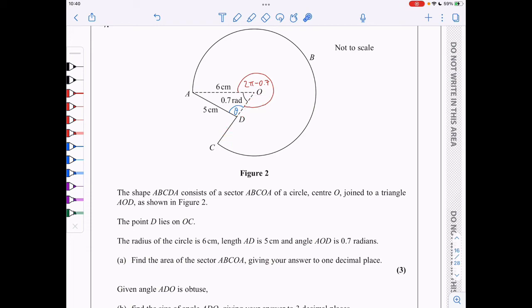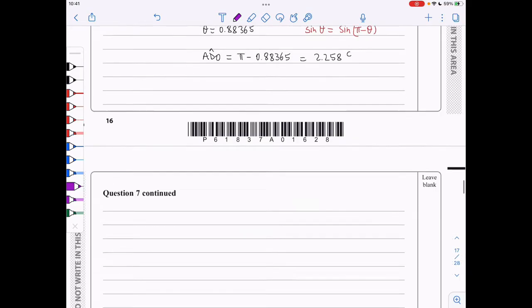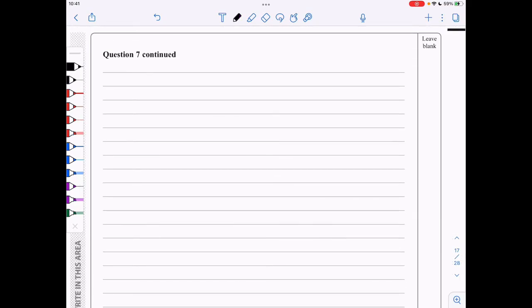So I will start off by saying that this angle here, OAD, is simply pi minus the 0.7 and the answer we just found, the 2.258, which gives an answer of 0.18365. So I could use the sine rule to find OD. So sine of 0.7 over 5 is sine of 0.18365 over OD. It's a good idea to maintain full accuracy throughout.